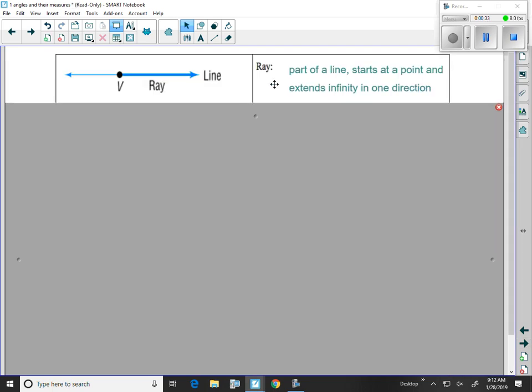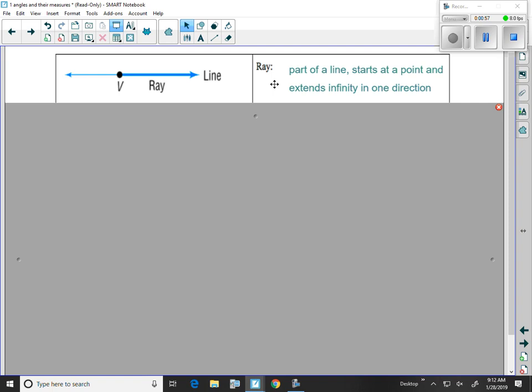But the first thing we're gonna start with is a ray. You learned what a ray was probably in elementary school, I'm guessing fifth grade math. But a ray is part of a line. A line extends infinitely in both directions. We put arrows at the end of a line. A ray is an endpoint and an arrow.